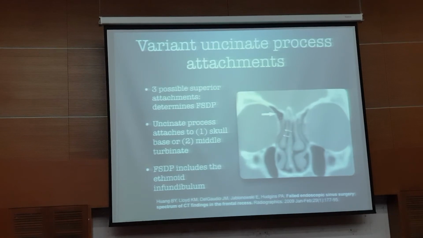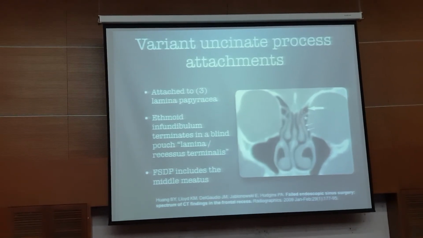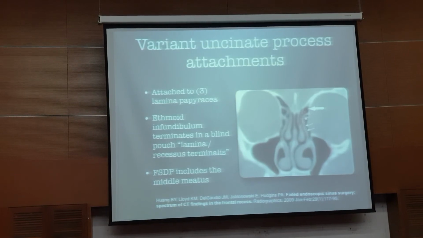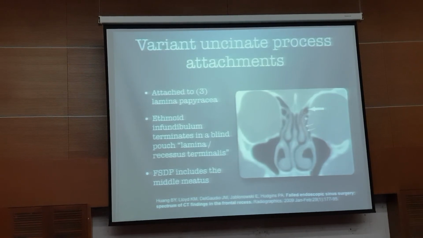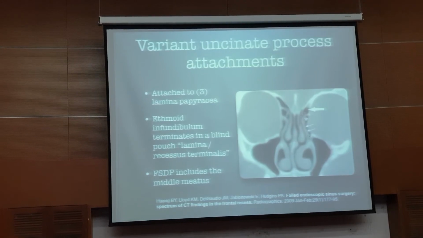This is a variant that I haven't really seen myself, but it has been described. In this one, the uncinate process is attached to the lamina papyracea. So this is the lamina here. There's kind of a blind pouch here, and the ethmoid infundibulum is in a way separated. So this is another variant that has been described.